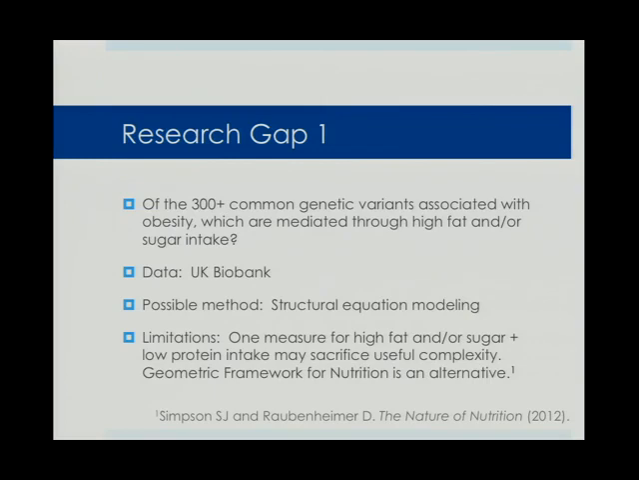The first research gap that I was interested in looking into was of the 300 or more common genetic variants associated with obesity, which are mediated through high fat and/or sugar intake. I was interested in high fat, high sugar intake because it was very simple, and I think it can also address the issue of palatability, a word that's thrown around in this context, and whether or not that really has legs to stand on, which I still need to think about more.